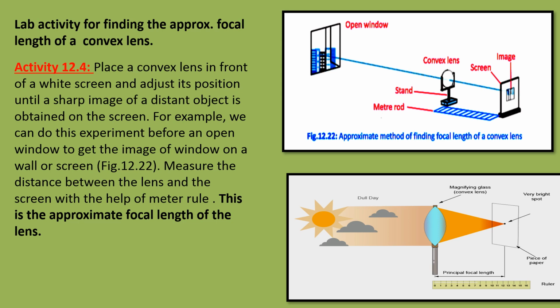Measure the distance between the lens and the screen with the help of a meter rule. This distance is the approximate focal length of the lens.